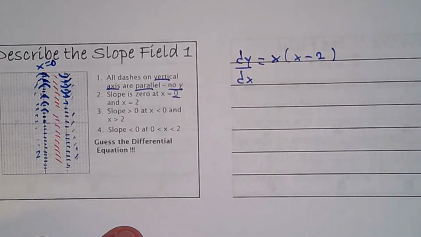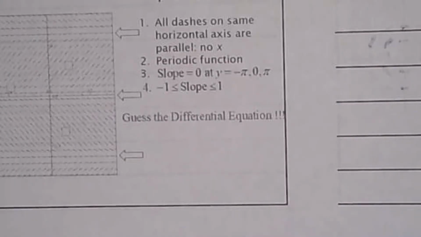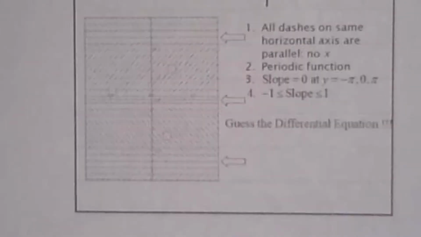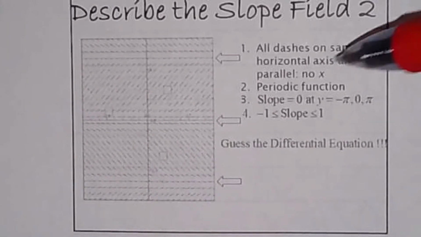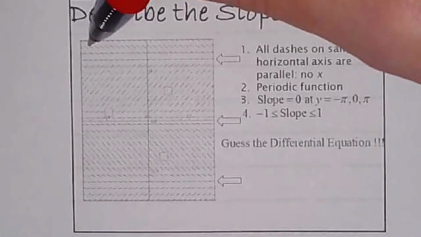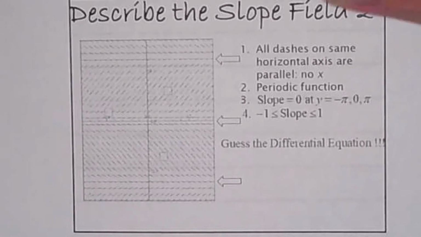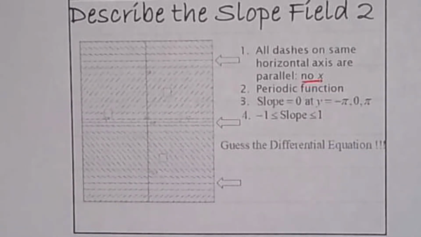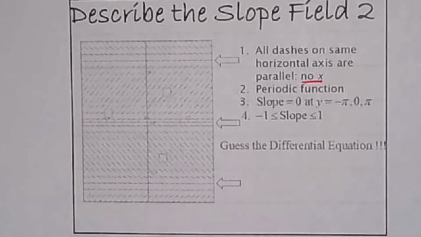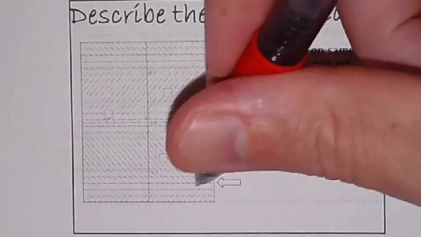Okay, let's look at another example. This one right here. Okay, so it's all dashes on the same horizontal axis are parallel. So all the lines, all the slopes are parallel going this way. Okay, so you can see that there. So that means there's no x. There's no x in the differential equation. Just like the last one had no y in it, this one would have no x. It is a periodic function because it's going in a wave. Only thing is it's going like a wave vertically.